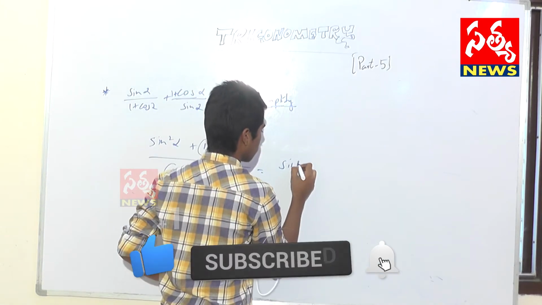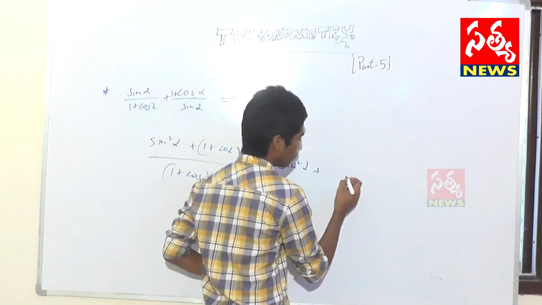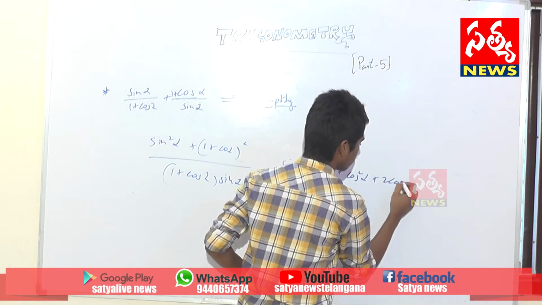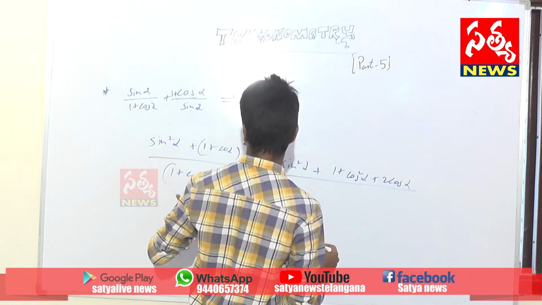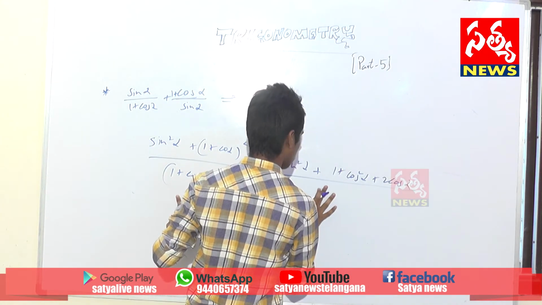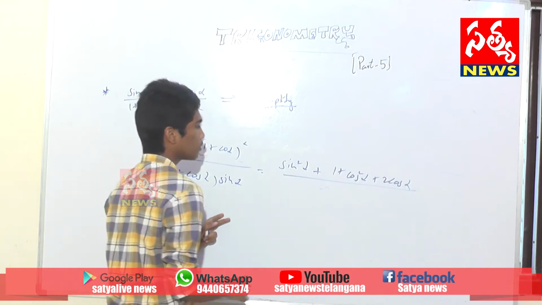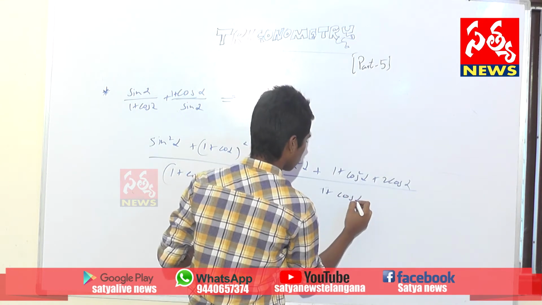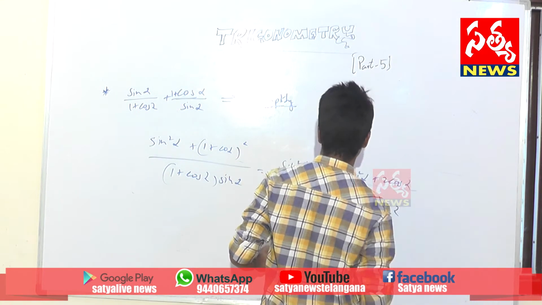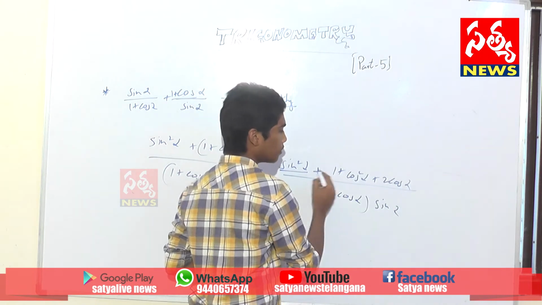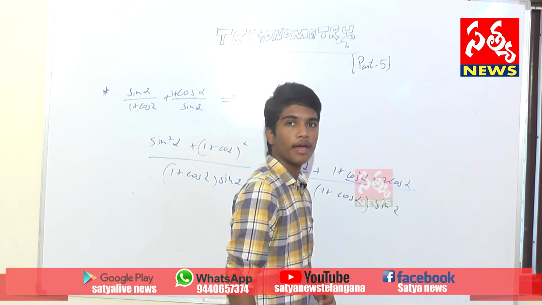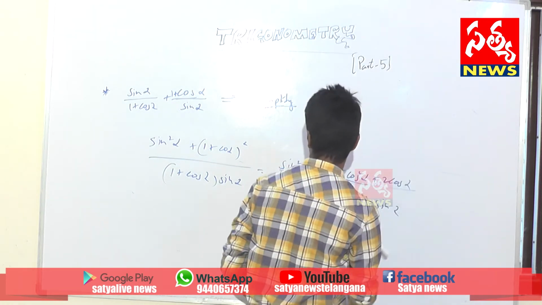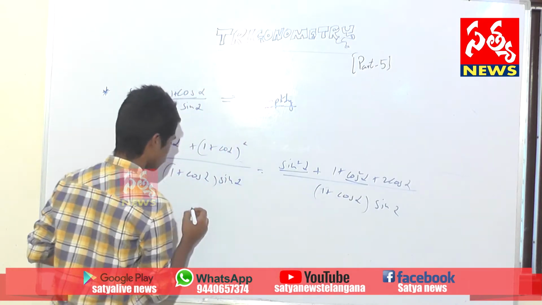Next, sin square alpha plus 1 plus cos alpha whole square. (a plus b) whole square is a square plus b square plus 2ab, over 1 plus cos alpha into sin alpha. Don't multiply in the denominator bracket because afterwards it gets cancelled. See here, sin square alpha plus cos square alpha. As per the identity, sin square theta plus cos square theta is equal to 1, right? So we get sin square alpha plus cos square alpha as 1.